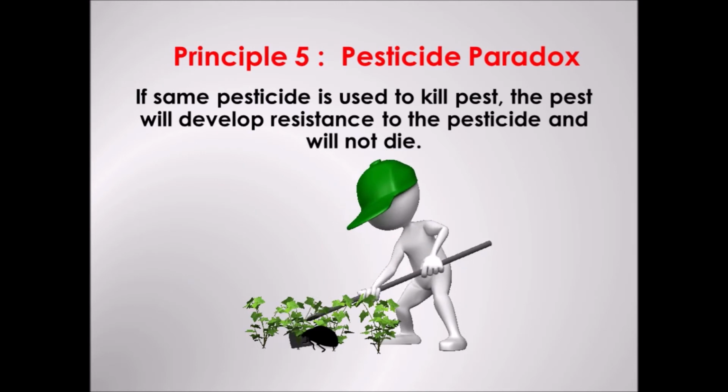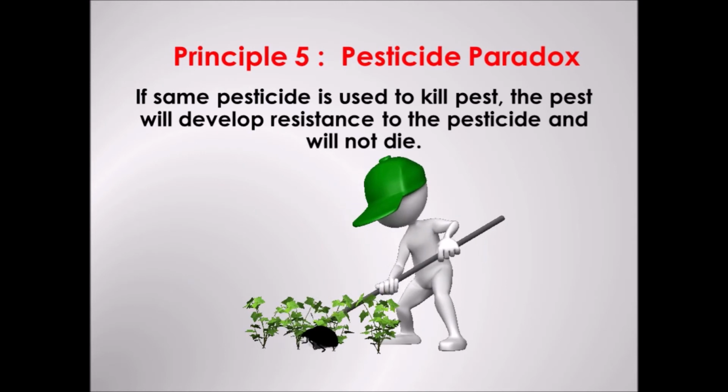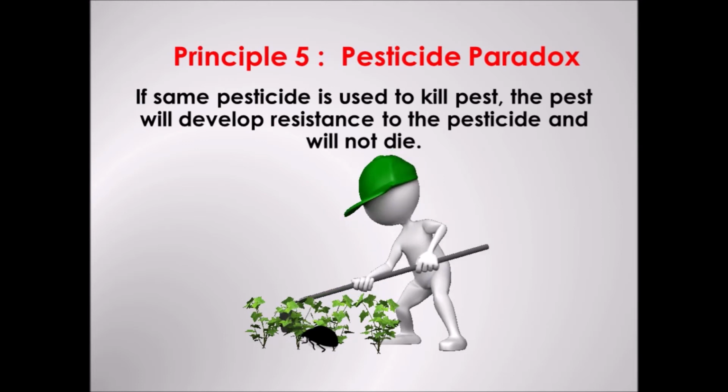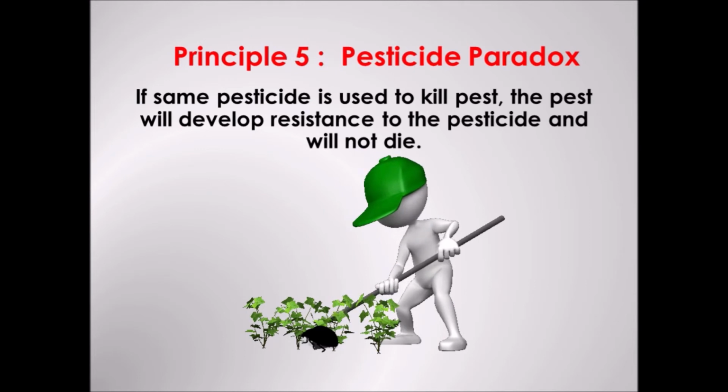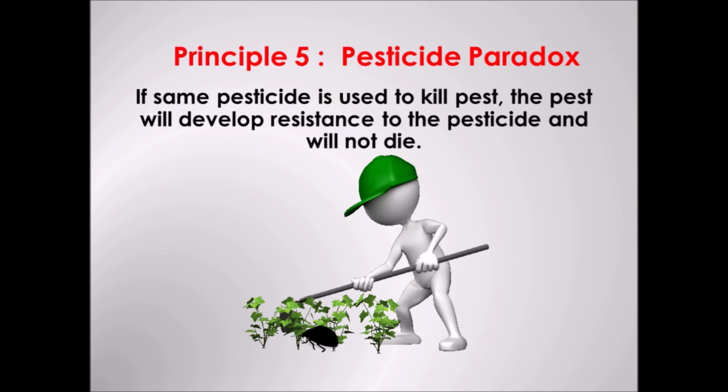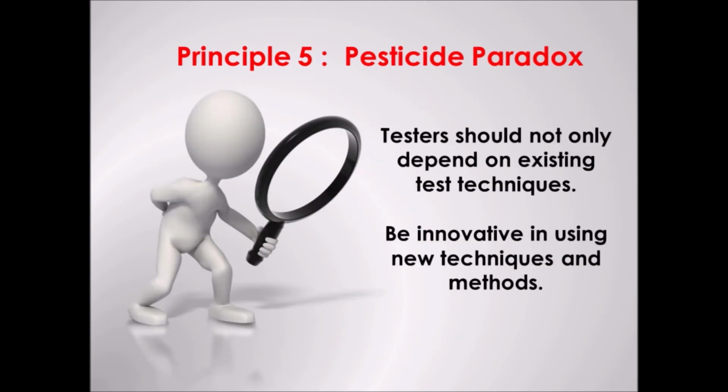Principle 5. Pesticide paradox. In general, we observe that if the same pesticide is used, the pest develops resistance to the pesticide and will not die. For this, other pesticides have to be used and routine pesticides should not be used. The same rule applies here for testing.